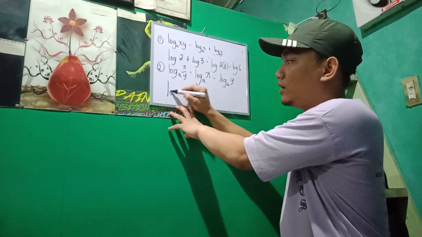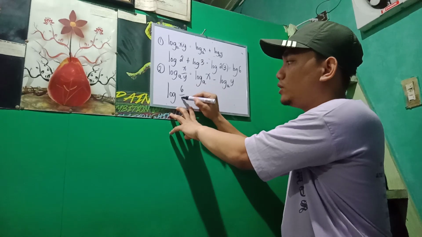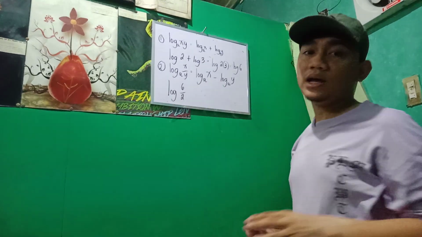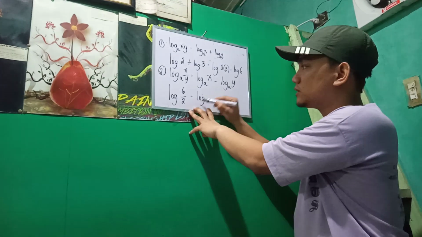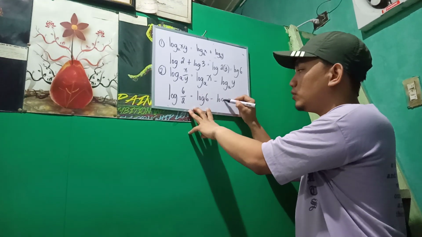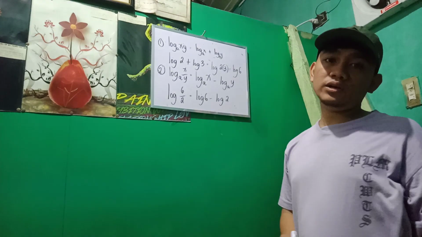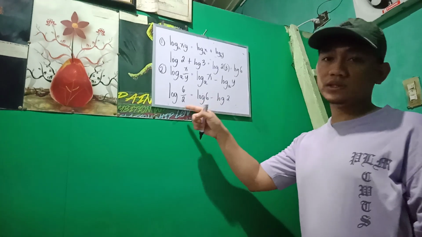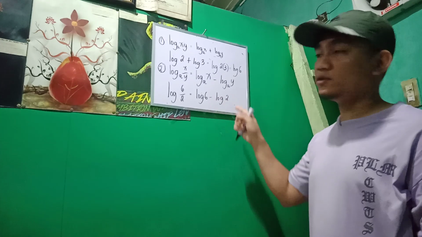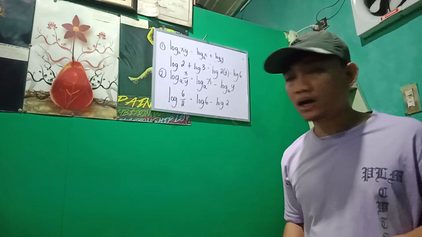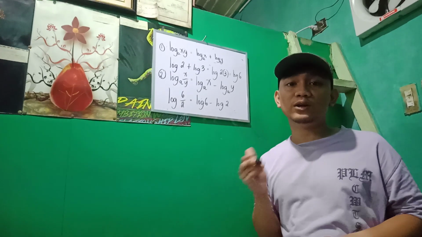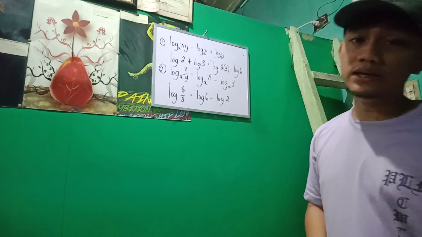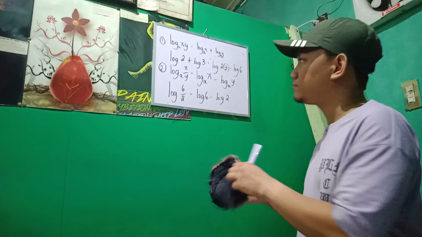Kunyari, logarithm ng 6 over 2. Diba, alam naman natin, log 3 siya. That is equal to logarithm ng 6 minus logarithm of 2. Okay? Tingnan nyo, 6 over 2, that's 3. Log 6 minus log 2, hindi log 4, log 3 siya. So, we have to remember yung mga ginagamit nating laws or properties. Okay? So, proceed tayo dun sa pangatlo.